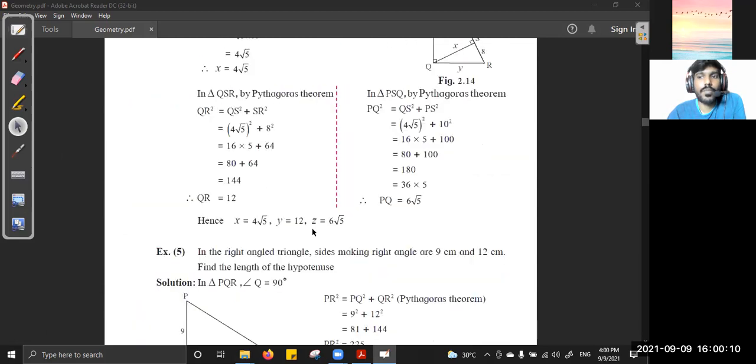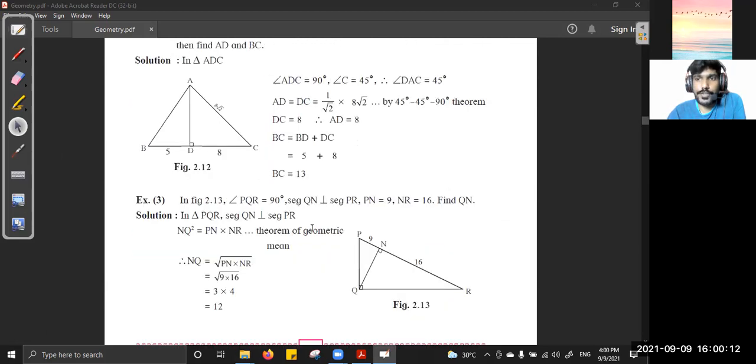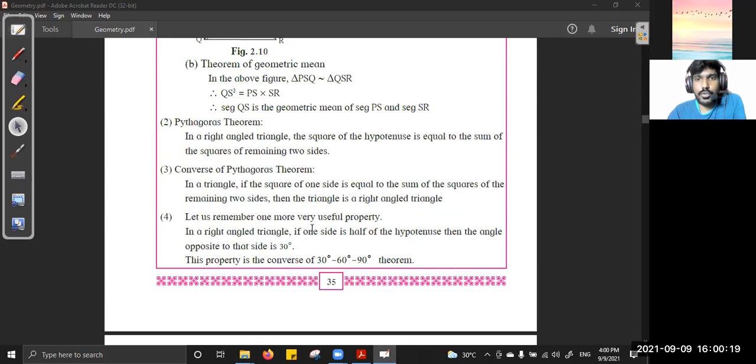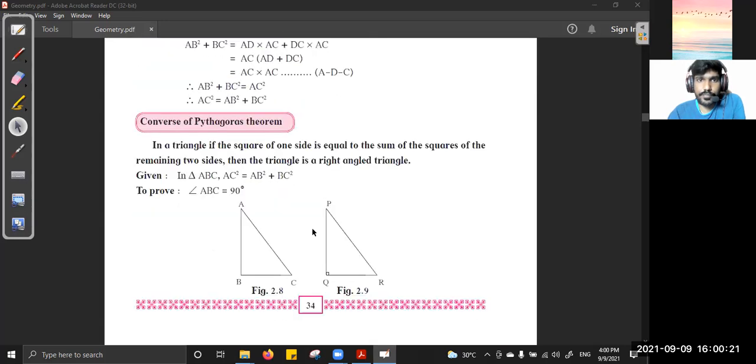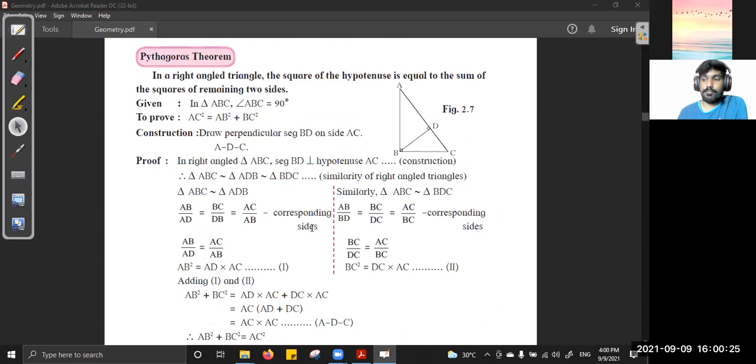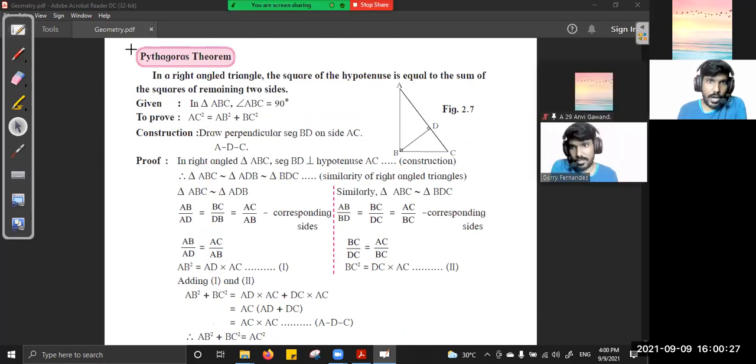Can we do the other one? We'll do the theorem first, Pythagoras theorem, the proof, and then we'll come to that sum there. Because proof is important for Pythagoras theorem. It may be asked. They do ask the proof of Pythagoras theorem in the exam.